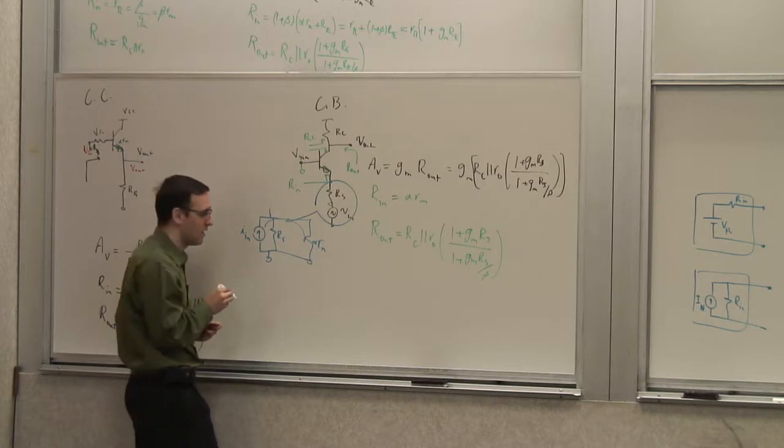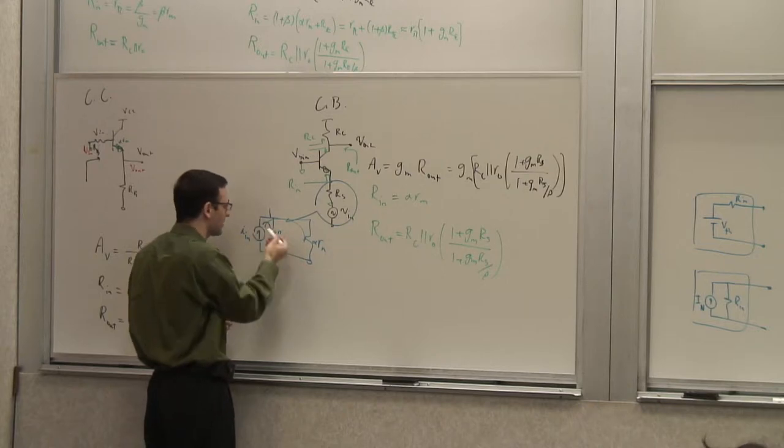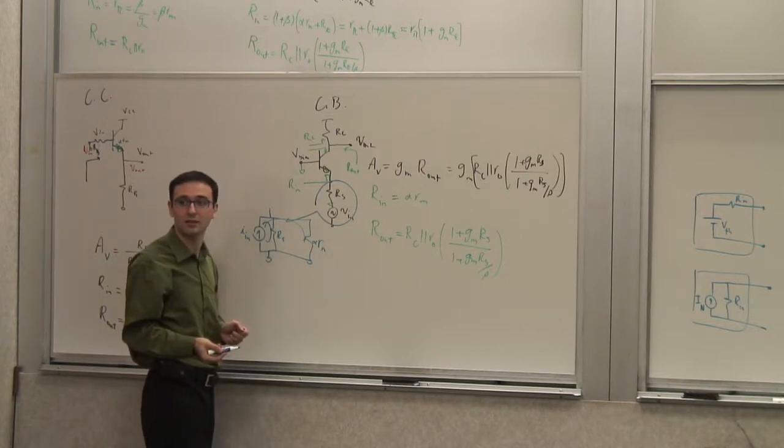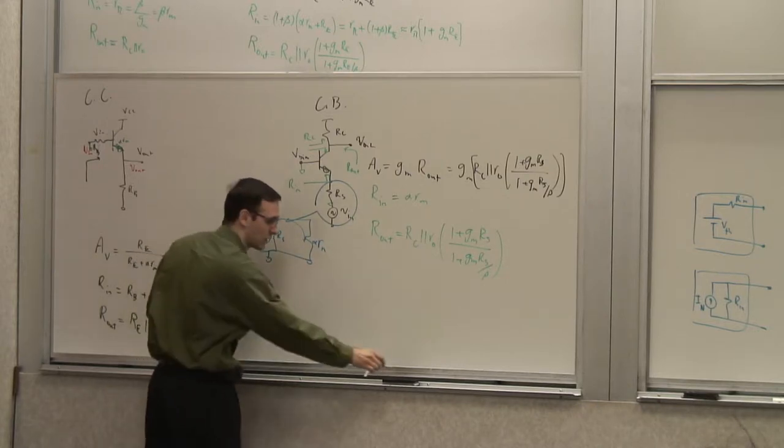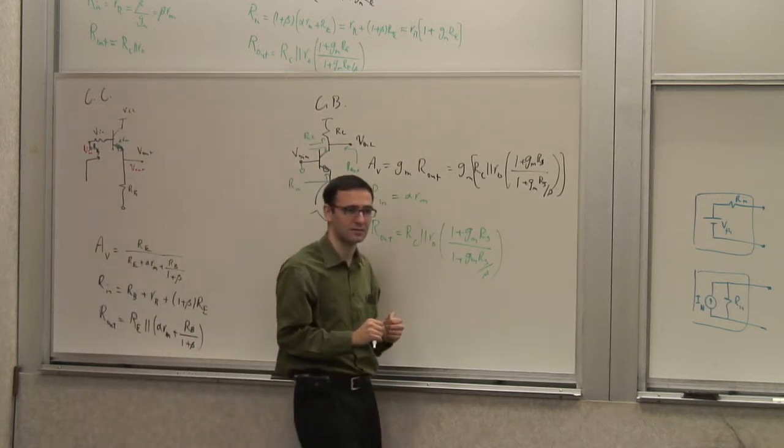Okay? Otherwise, if it's small compared to alpha Rm, most of the current will circulate internally and alpha Rm will get very low current. So the current is wasted locally. So it has to be large compared to that.